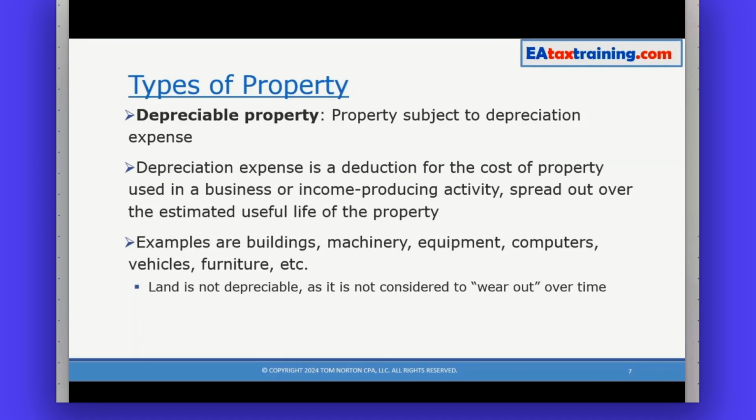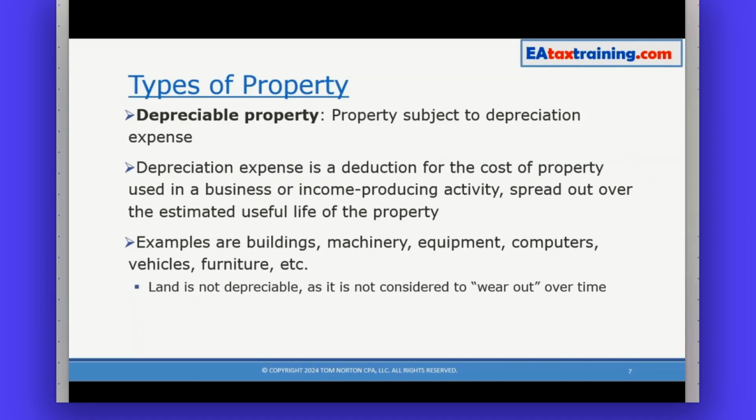Next is depreciable property, and this is property that is subject to depreciation expense. Now, depreciation expense is primarily actually a business concept, and we'll talk more about it in part 2. But there is oftentimes overlap between part 1, individual taxation, and part 2, business taxation. And so it is important that we understand it now, because we will talk about depreciation as far as individual taxation goes. So let's understand a little bit about what depreciation is.